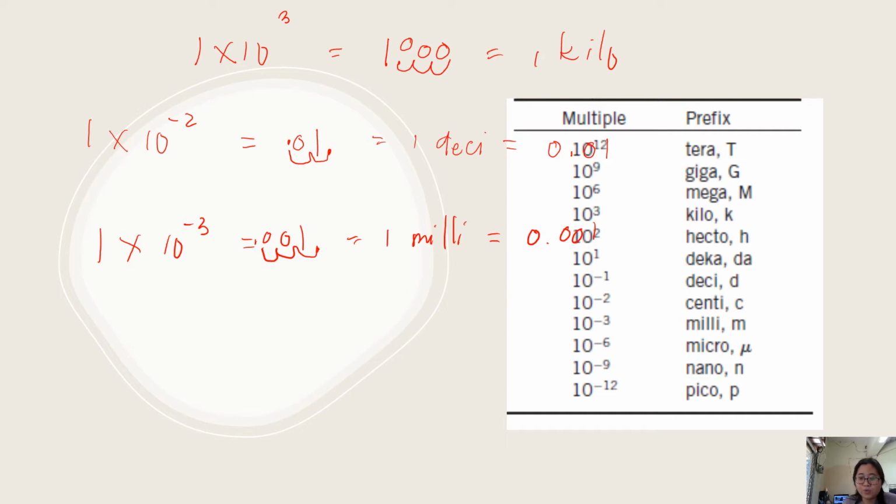Let's try micro. 1 times 10 to the negative 6, and this is equal to 1 with the decimal here, and you count 6 places to the left since this is negative. So 1, 2, 3, 4, 5, 6. So 1 micro is equivalent to 0.000001. And this is the way that you can write the scientific notation. And you need to familiarize yourself with this. Okay? Next.